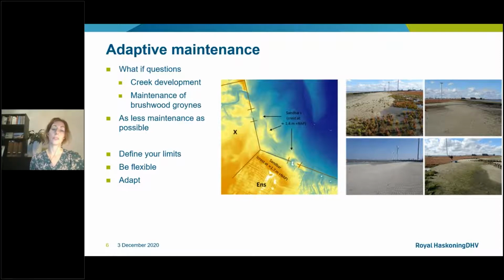And well, for this pilot, again, it was relatively simple as it was a pilot, and we wanted to see these unexpected things in order to learn, and we wanted as little maintenance as possible.